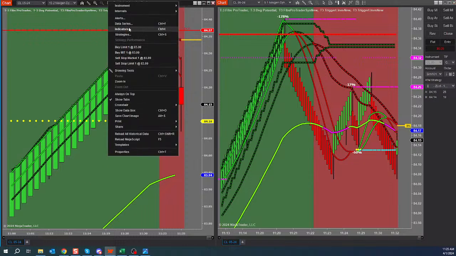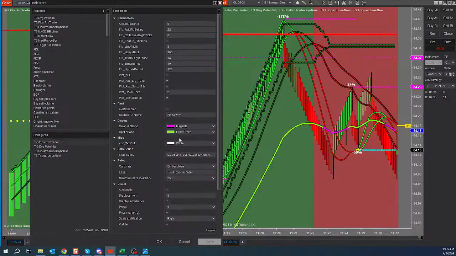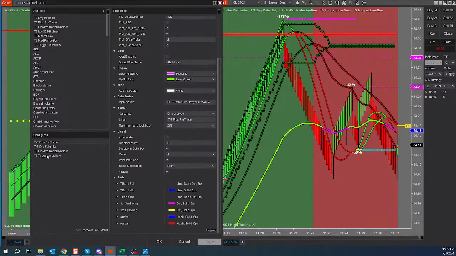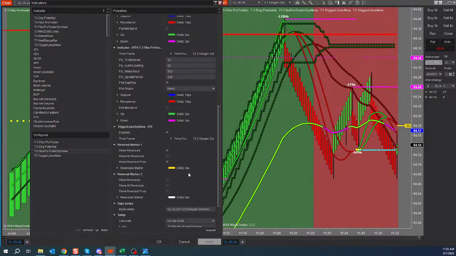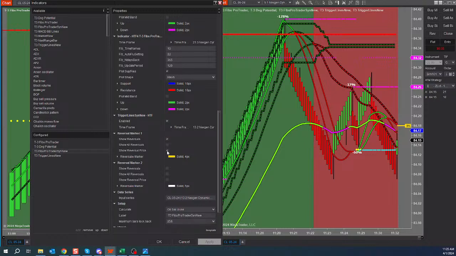Chris, go to indicators, right click on your 34.5 and go to indicators. And then we're going to go to T3 Fibs Pro Trader New. And under reversal bar marker 1, show reversals. And that should get you taken care of.